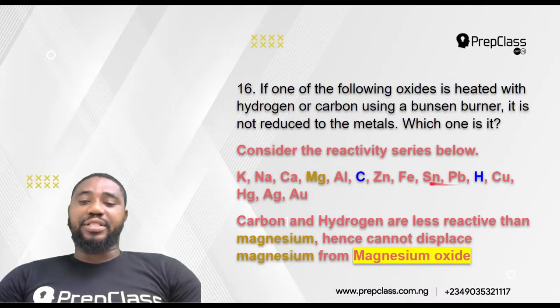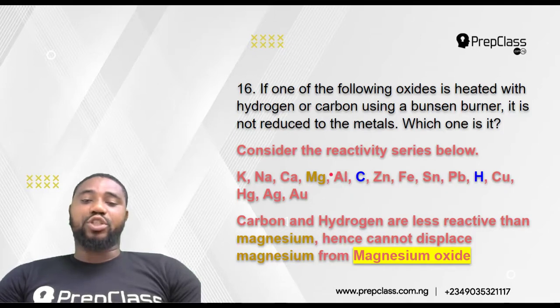So hydrogen cannot liberate lead or tin from their oxides or reduce their oxides, but hydrogen can reduce the oxide of copper. It can liberate copper from its oxide because it's more electropositive than copper. Then carbon will reduce tin, lead and copper from their oxides to the metal, because carbon is higher than tin, lead and copper in the activity series.